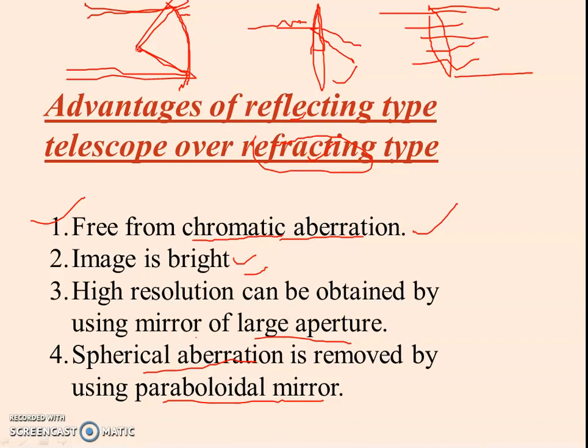But in case of refracting type telescope, there is a lens. We cannot stop spherical aberration. Overall, we can say that refracting type telescope, which is made of lenses, suffers from chromatic aberration, spherical aberration, and the image is not so bright. So reflecting type telescope is better than refracting type telescope, right?